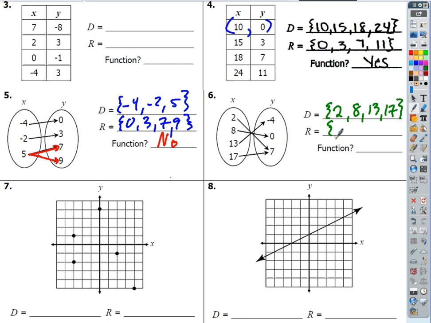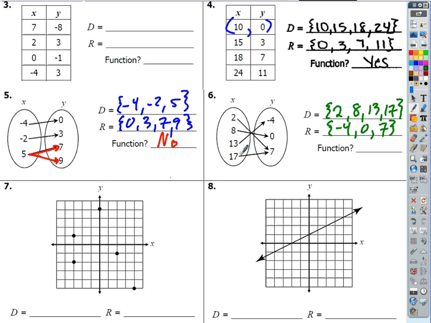Range, -4, 0, and 7. Okay, now here's the important question. Is this a function? Yes. Okay, it is. Now, how is it a function if I've got 2 arrows pointing at 7? Does that matter? Doesn't matter, right? It doesn't matter. There's nothing wrong with having different input values point at the same output value. That's okay. We just can't have a single input value pointing at more than one output value.